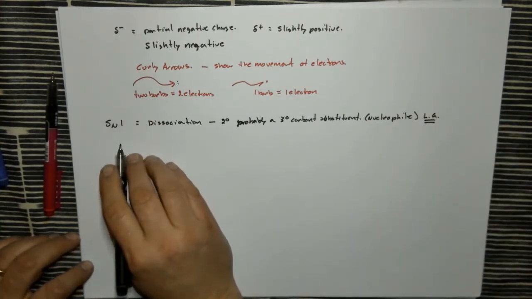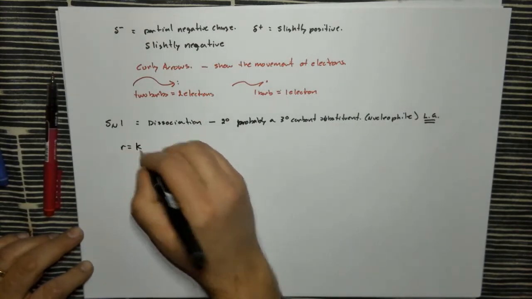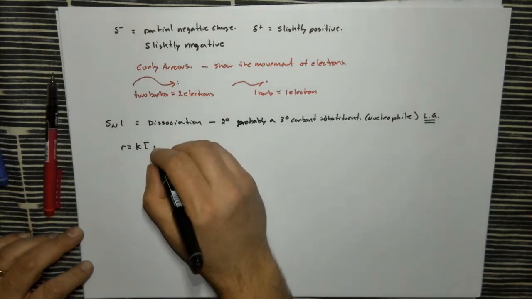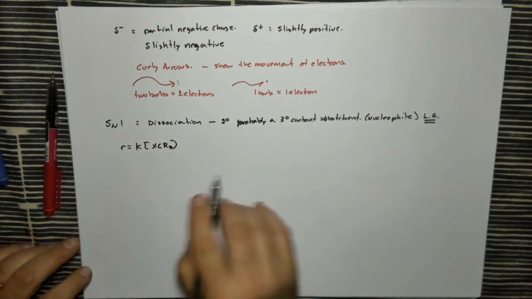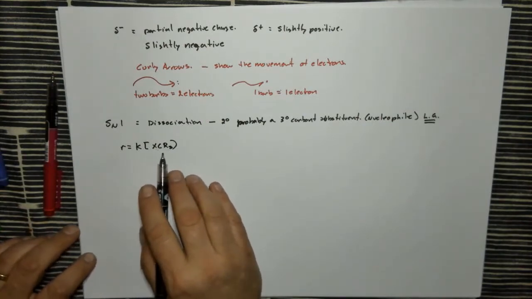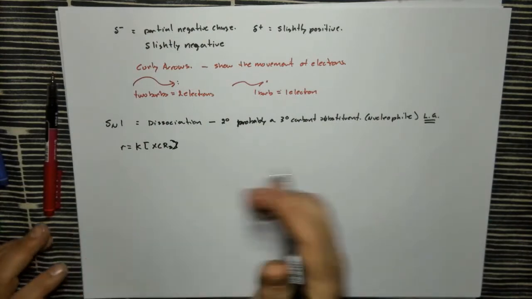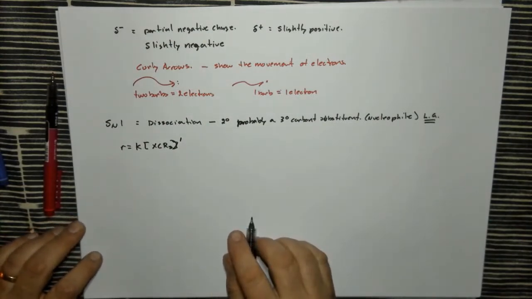An SN1 can be written with a kinetics expression, something like this. It's going to be R3CX, with three radicals on a carbon and a leaving group, which we'll just call X. I'm not going to get into that too much, but the rate relies only on that.